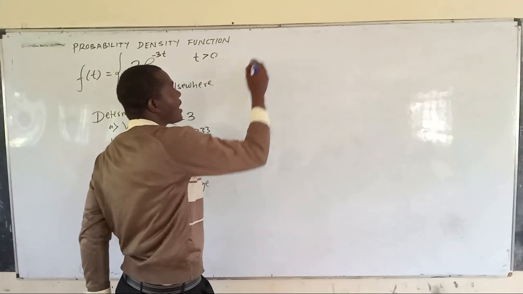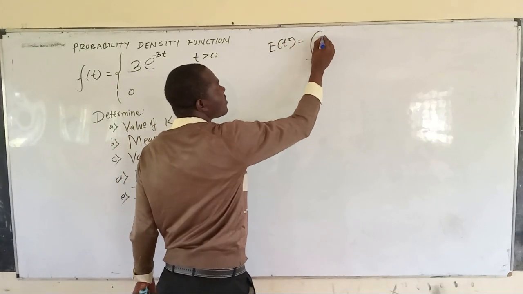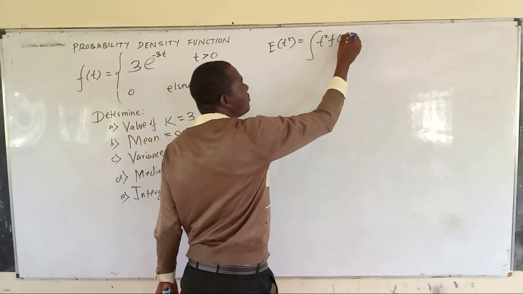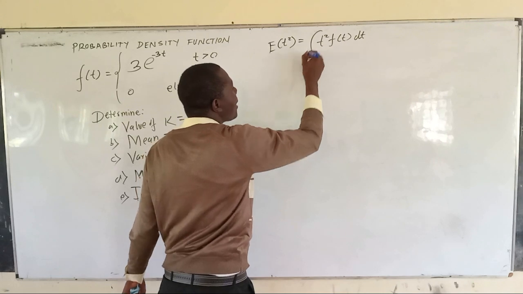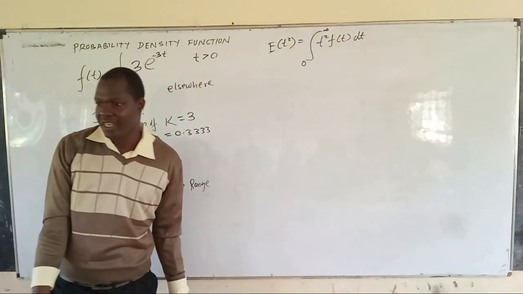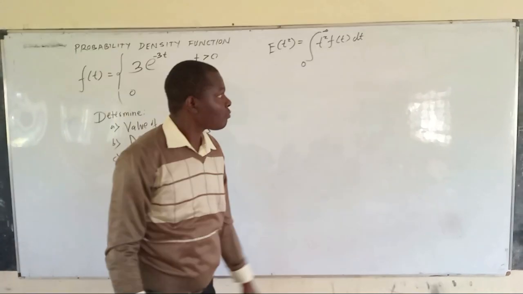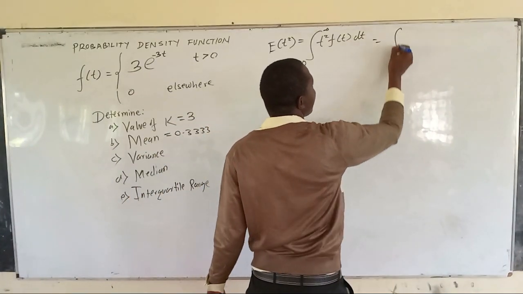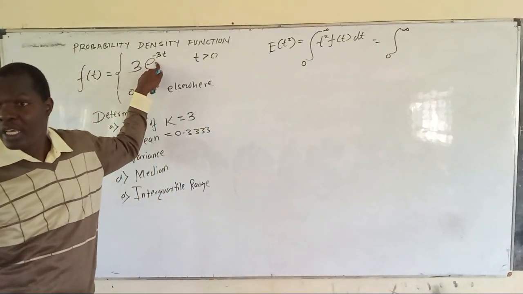So before we get the variance, we must have the expected value of t squared, meaning it is the integral of t squared times f of t dt. Then your limits are given from 0 to infinity, isn't it? Are we together? I substitute your f of t, meaning we are integrating from 0 to infinity. f of t is 3 exponential negative 3t.